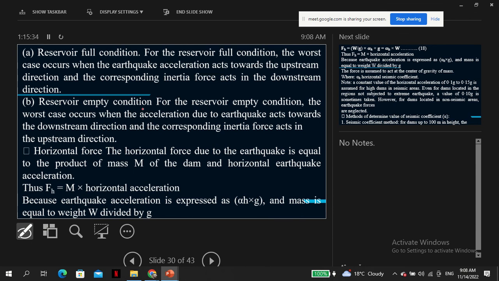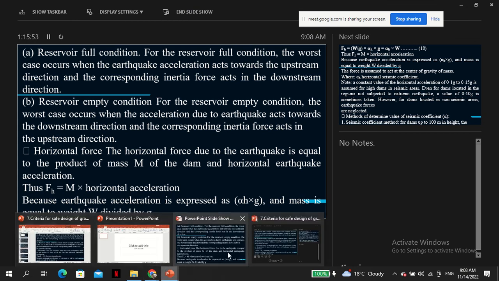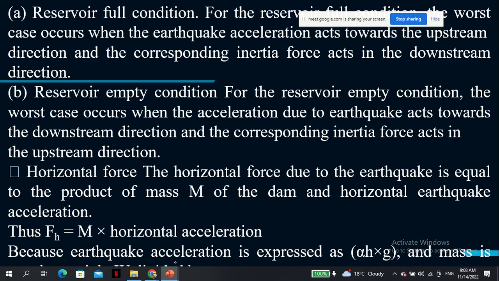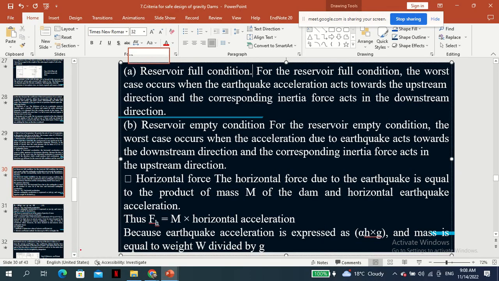For the reservoir empty condition, the worst case occurs when the acceleration due to earthquake acts towards the downstream direction and the corresponding inertial forces act in the upstream direction. So for a reservoir empty, the worst earthquake is in the opposite direction of the reservoir full case.